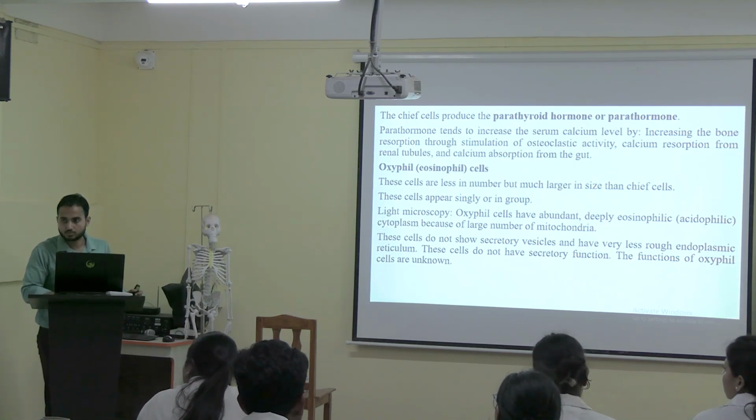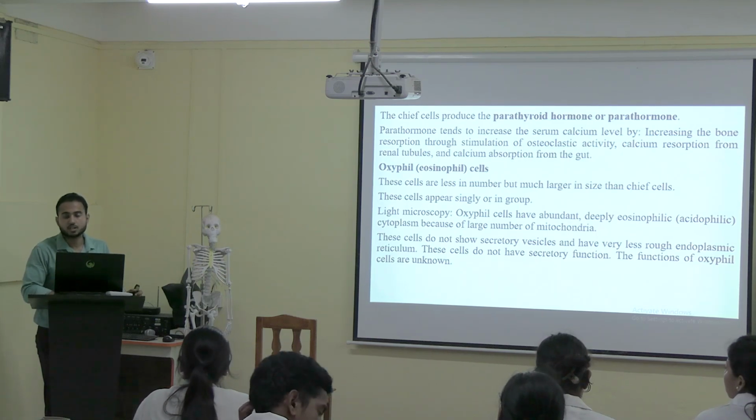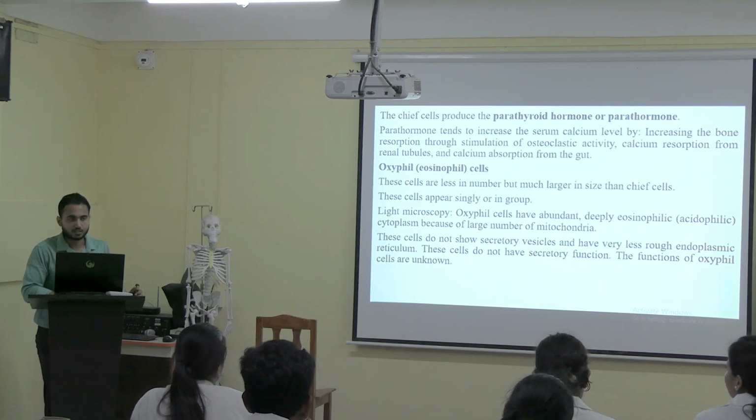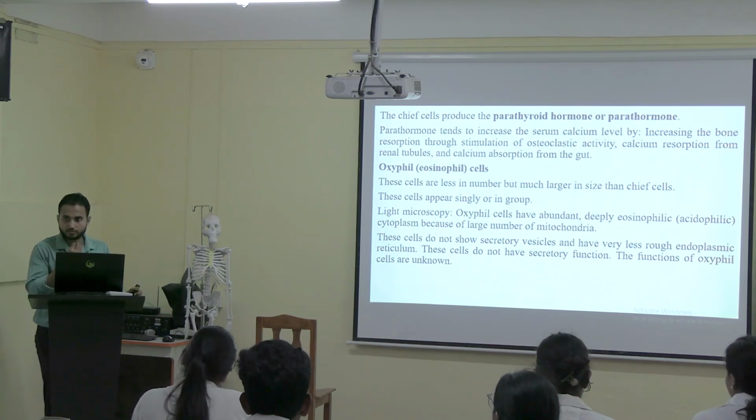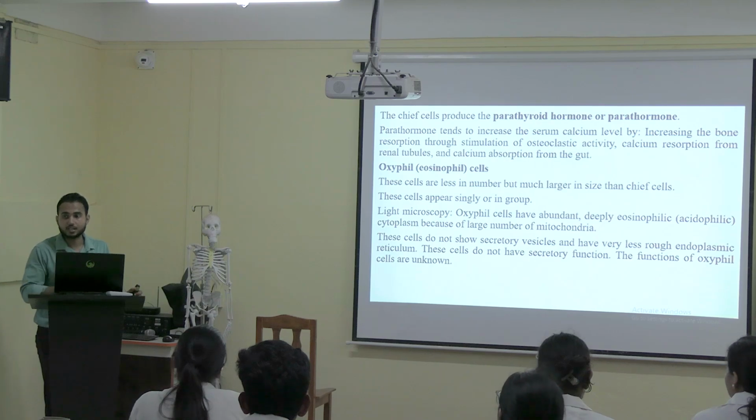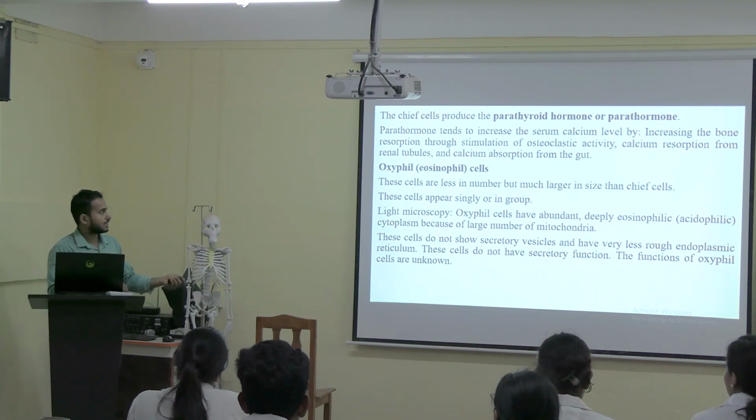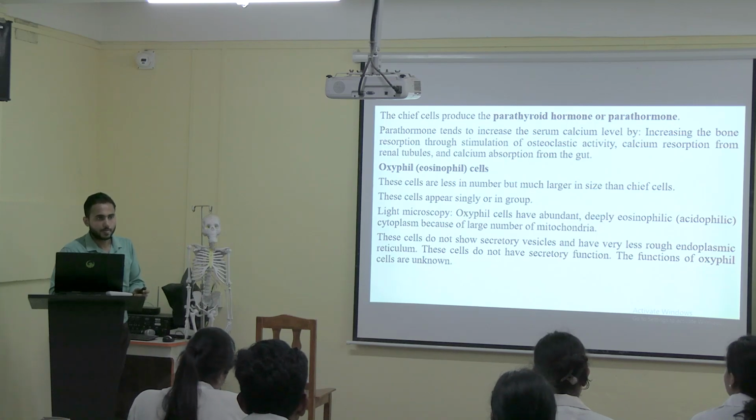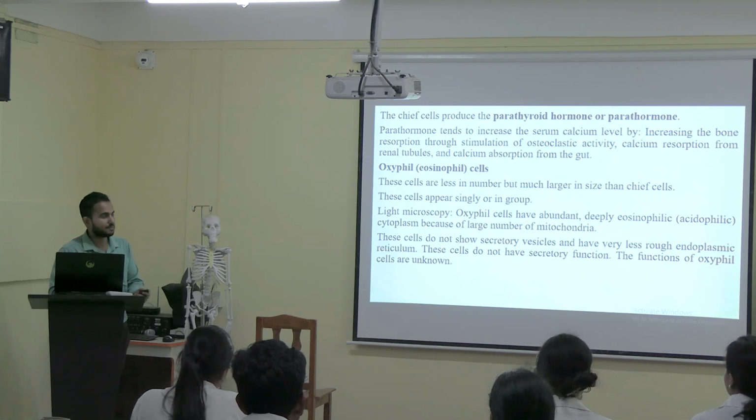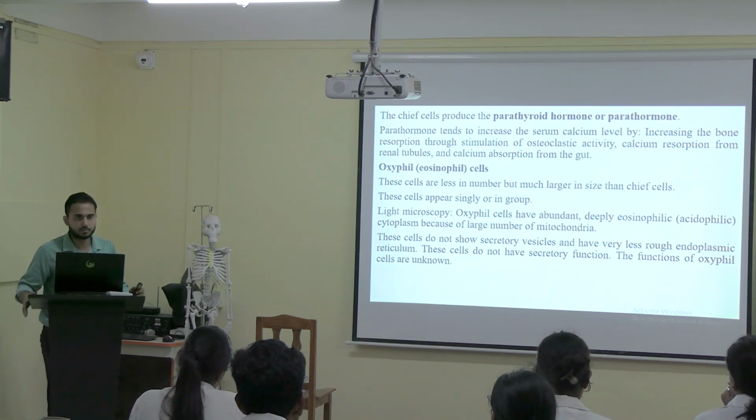Demineralization of bone means it will increase the osteoclastic activity. Next, it will increase the absorption from the gut. Whatever you are eating, it will increase the absorption from the gut. Then another mechanism is from the renal tubules, where it will also increase the absorption. Like this it will increase the blood calcium level.